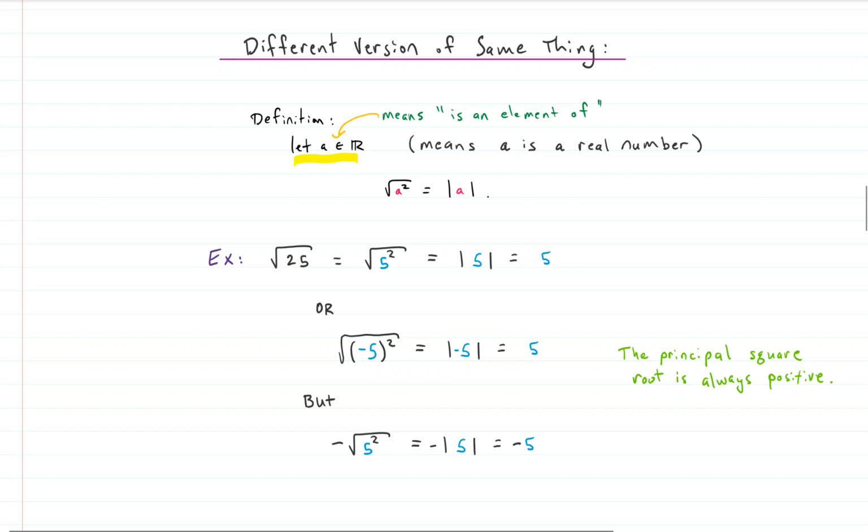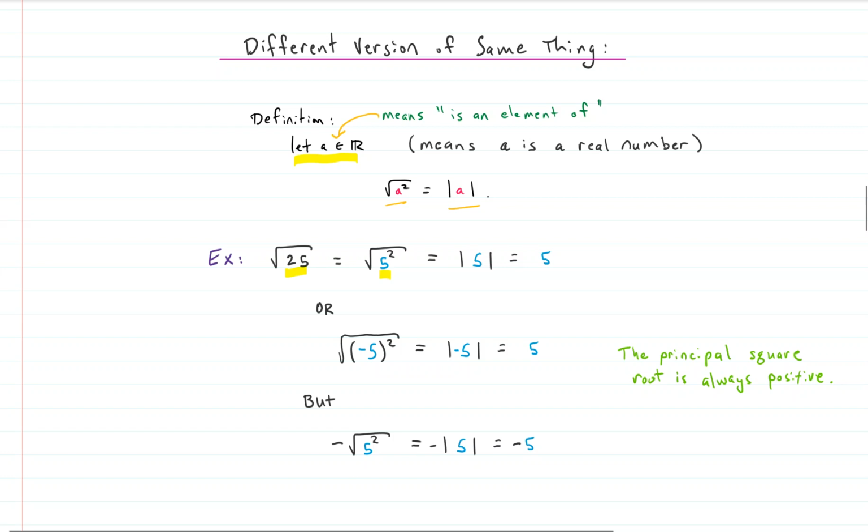If we let a be a real number, then we can define the square root of a squared as the absolute value of a. And again, we're looking for the principal square root. So let's try this with our 25.